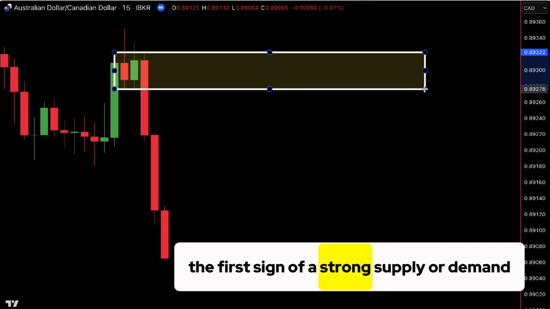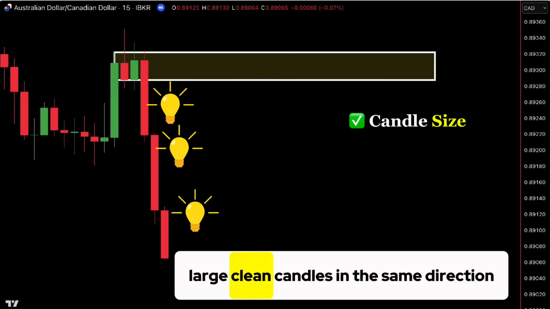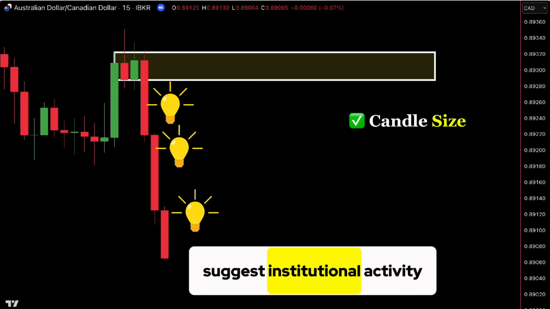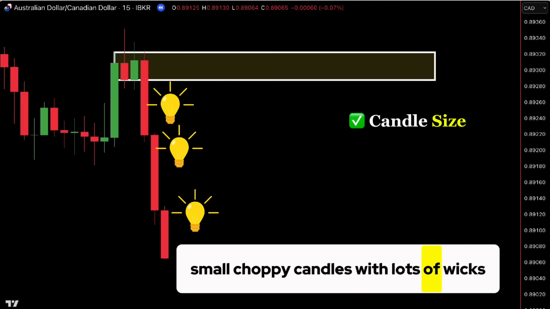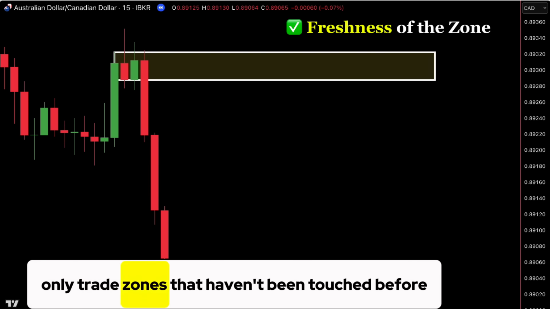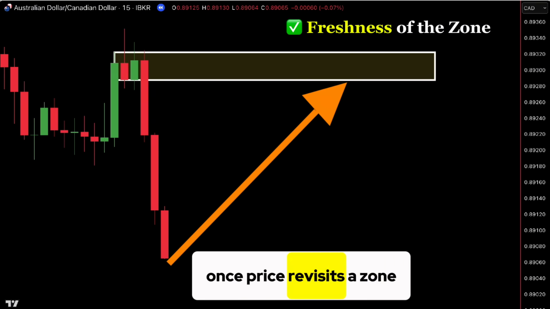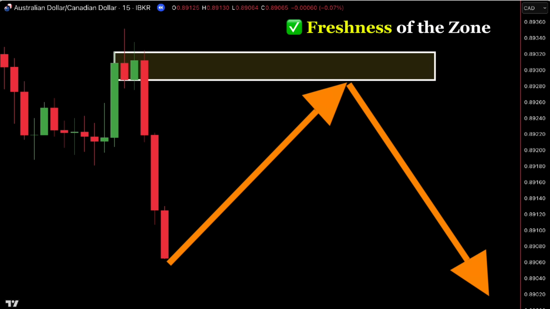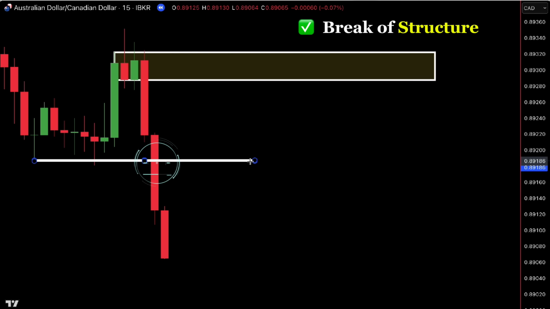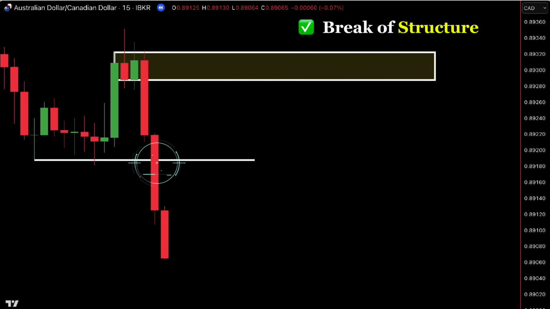The first sign of a strong supply or demand zone is the size and consistency of the candles in the move. Large, clean candles in the same direction suggest institutional activity. Small, choppy candles with lots of wicks? That's noise. Skip those zones. Freshness of the zone. Only trade zones that haven't been touched before. The first test is usually the strongest. Once price revisits a zone, it gets rejected and the market reverses strongly. Break of structure. A strong zone often forms after a break of structure, like a previous high or low. These breakouts are not random, they signal a shift in control, often led by smart money. Zones formed right after are high probability.